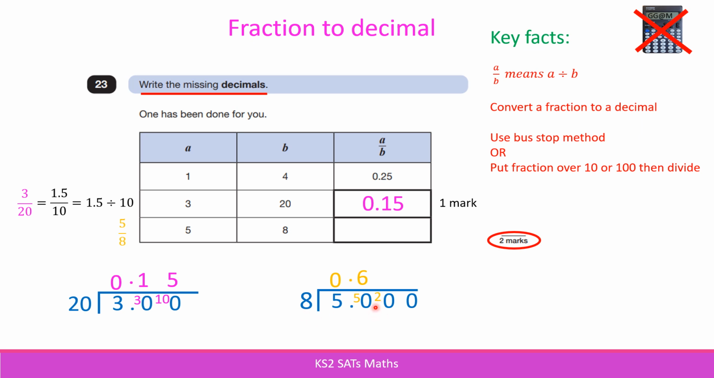We've now got 8 into 20. 8 times 2 is 16. So 2 is how many times it goes in. And then from 16 to 20 is 4 left over. So I've now got 8 into 40. 8 into 40 goes 5. So your answer is 0.625 for your second mark. So you get 1 mark for the first answer, 1 mark for the second answer, and there's 2 marks in total. Give yourself a big tick if you got that correct. Well done.